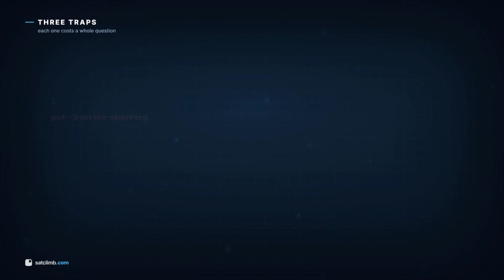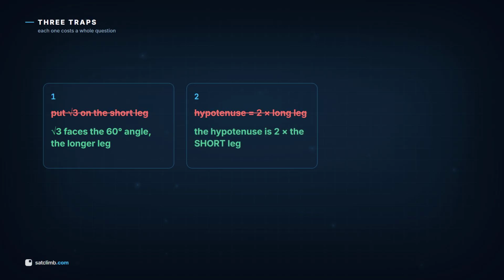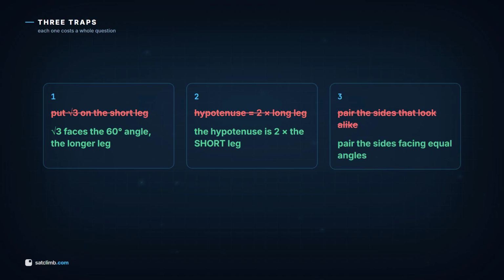3 traps. 1. Putting root 3 on the short leg. Root 3 always goes with the 60-degree side, the longer one. 2. Doubling the wrong side. The hypotenuse is twice the short leg, never twice the long leg. 3. Matching sides before matching angles. In similar triangles, pair up the sides that sit opposite equal angles.